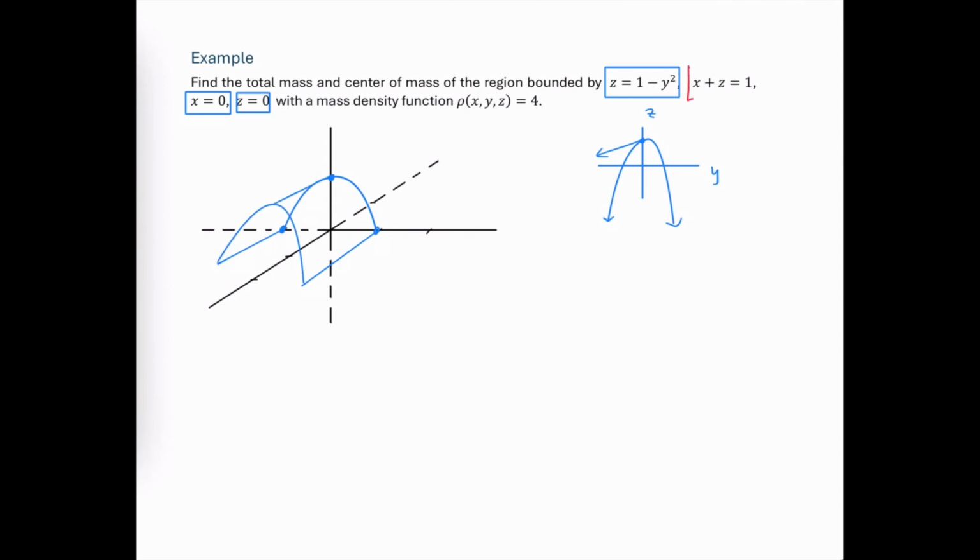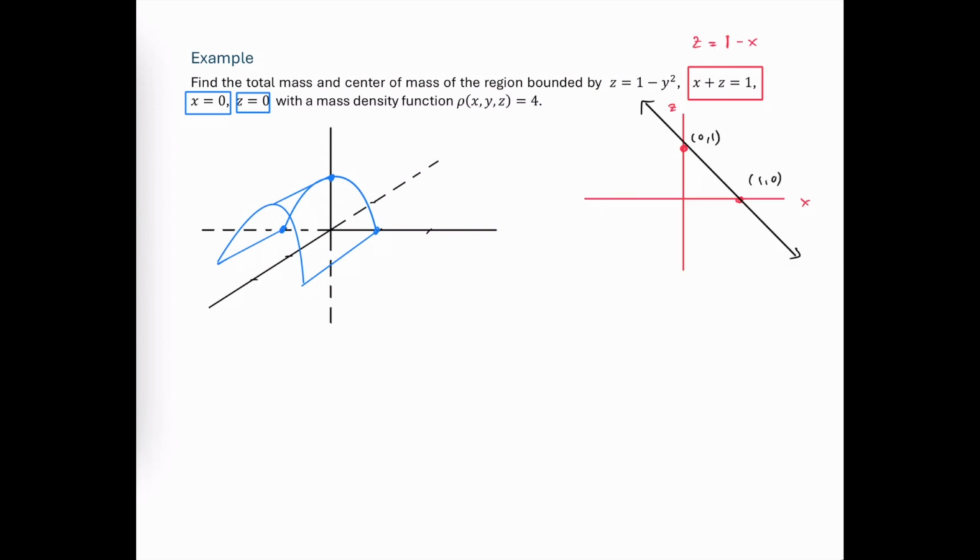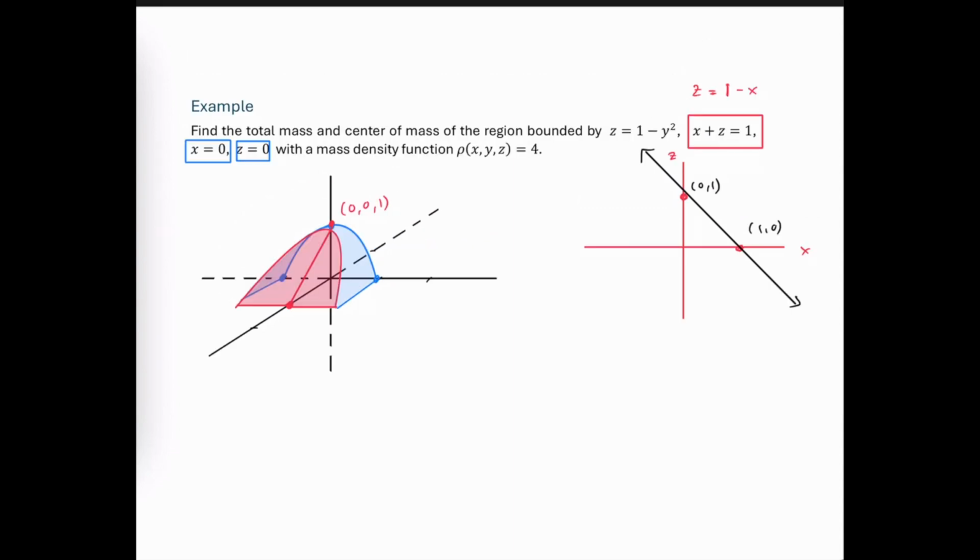So let's now take a look at this other boundary, the plane x plus z equals 1, which is this line in the xz plane that is going to be extended in the direction of y. So we've got the point (1, 0, 0) and the point (0, 0, 1) in 3D, and we actually only get this portion of the line because the YZ plane and the XY plane are boundaries, but we extend in the direction of y because we're missing that y variable, and this plane is going to chop into that parabolic cylinder, which leaves us with this three-dimensional solid.